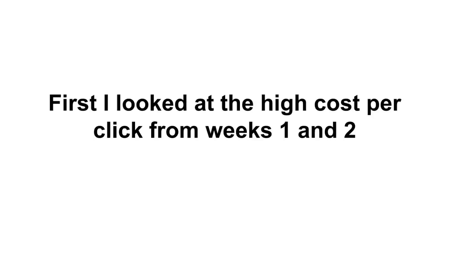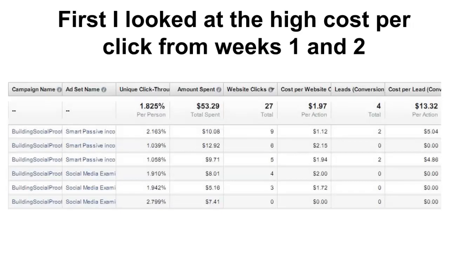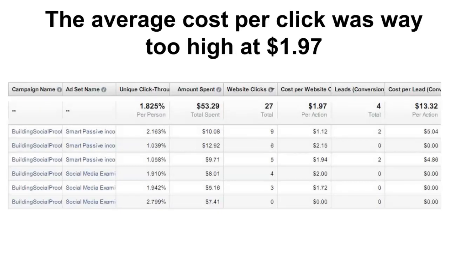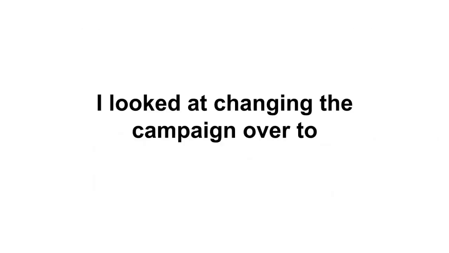So let's get started. First, I looked at the high cost per click from weeks 1 and 2, and you can see that here. The average cost per click was just way too high at $1.97. At $1.97 per click, there's no way I can get someone to sign up on my email list for $1, so it just wasn't gonna work.